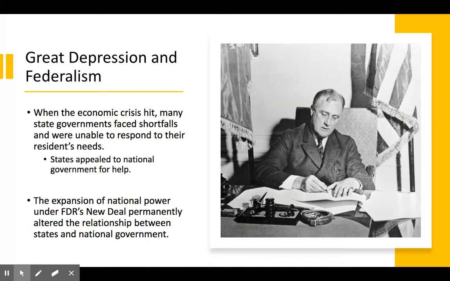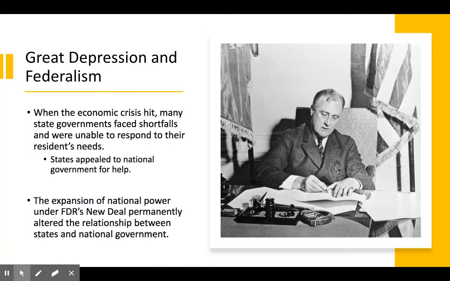So, the Great Depression and federalism. The Great Depression is really going to change how the state and federal governments interact. When the economic crisis hit, many state governments faced shortfalls and were unable to respond to their residents' needs. When the stock market crashed, many citizens started losing their jobs. They were in financial trouble. So states are going to appeal to the national government to help.